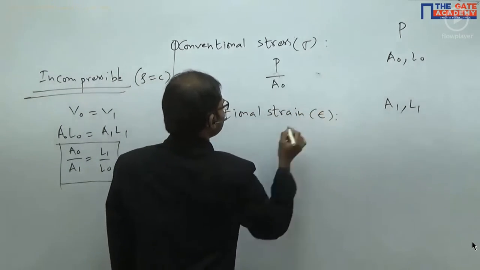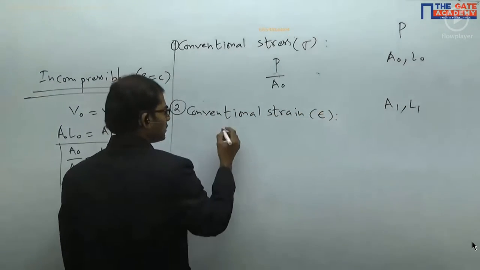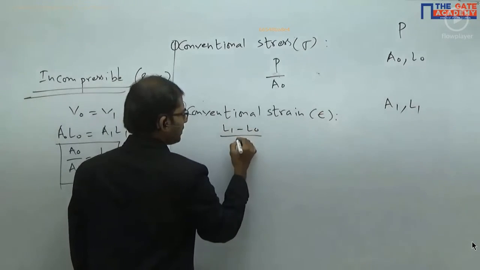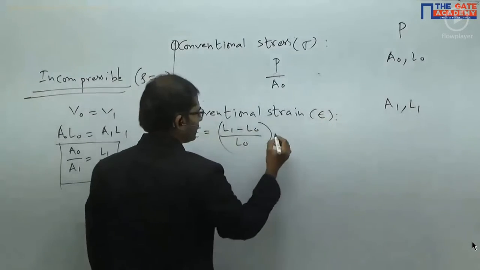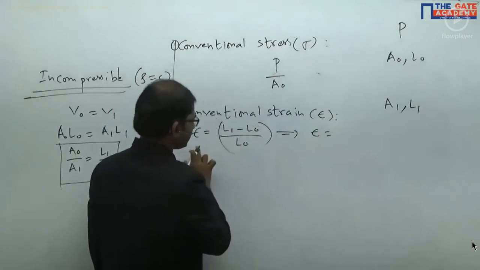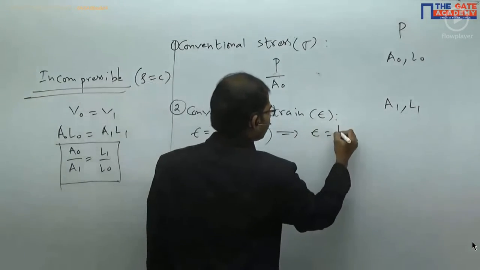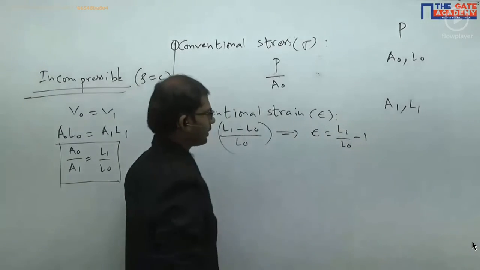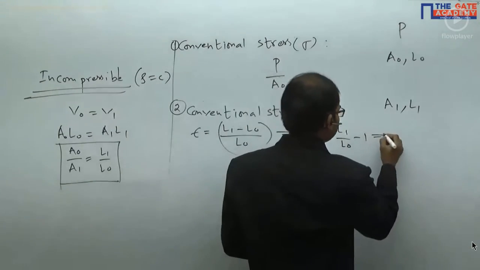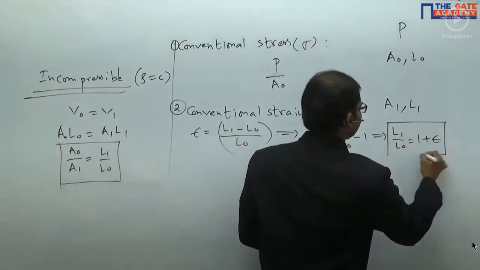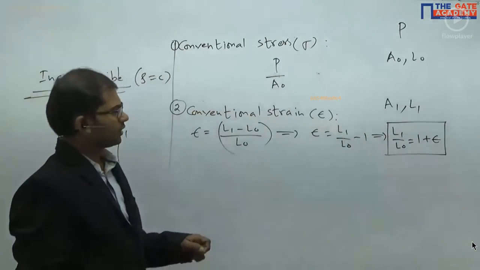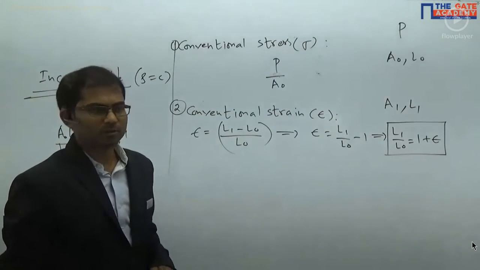We denote it by epsilon. It is the change of dimensions to original dimensions, so final length minus original length, over L0. So we can say that epsilon is equal to L1 by L0 minus 1. From this, L1 by L0 is equal to nothing but 1 plus epsilon. So we got the answer that L1 by L0 is equal to 1 plus epsilon.